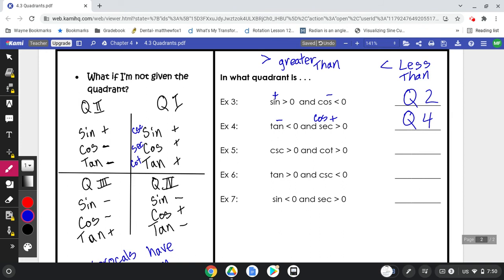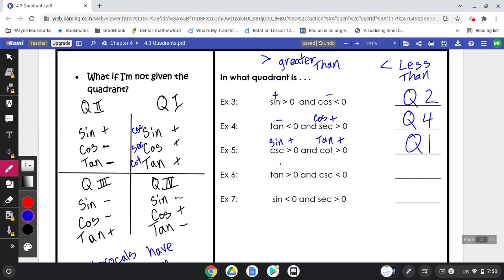Cosecant, remember, matches up with sine, and it's greater than 0, so sine is positive. Cotangent is also positive, so tangent is positive, and the only place that happens is quadrant 1.